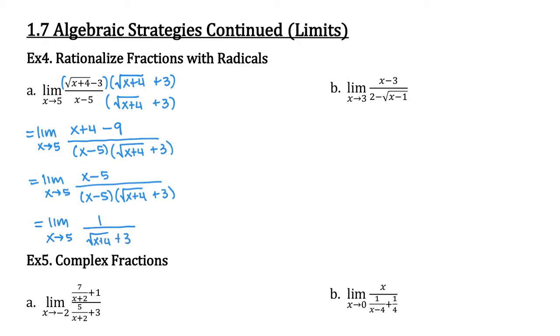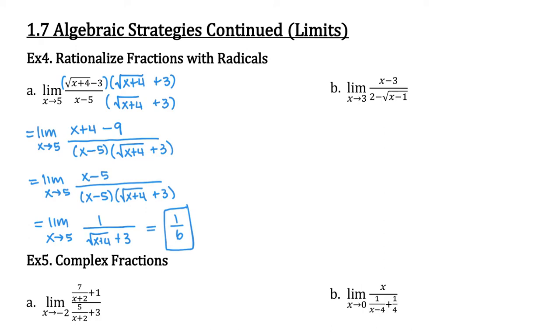Now I can do direct substitution on this. If I plug in 5, 5 plus 4 is 9. The square root of 9 is 3. 3 plus 3 is 6. So I get the limit is 1/6. Remember, this is the limit as x approaches 5. If I were to graph this function, there would be a hole at x equals 5, which is why I couldn't evaluate it to begin with.